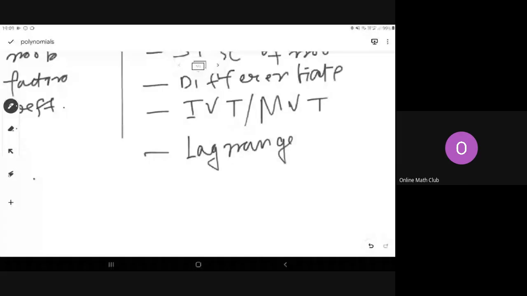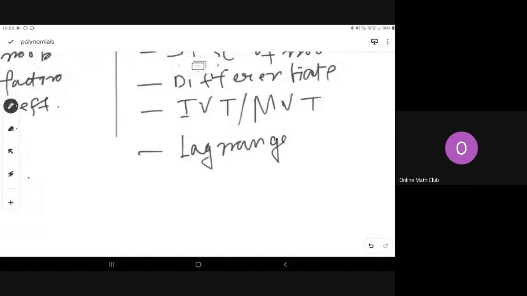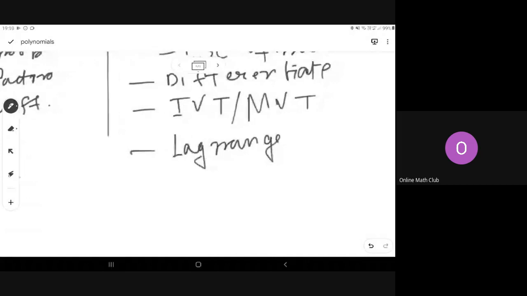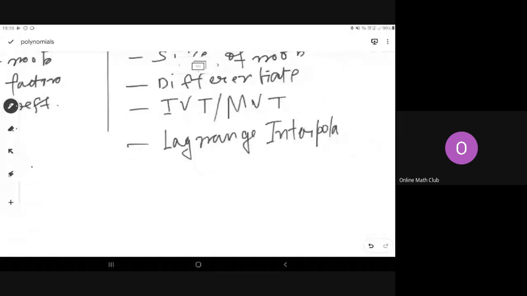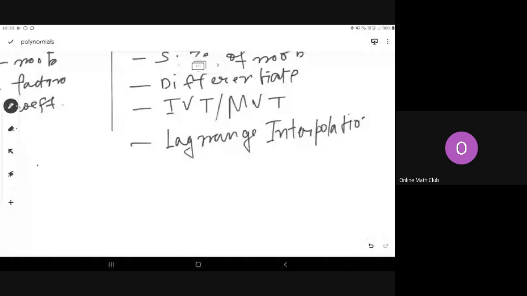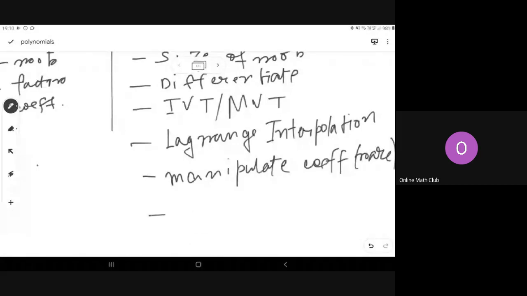And other stuff is that you will need Lagrange interpolation. That's really important and we use it a lot. And some other tips are that you need to know how to manipulate coefficients, though very rarely. And finally, more analysis-based techniques.